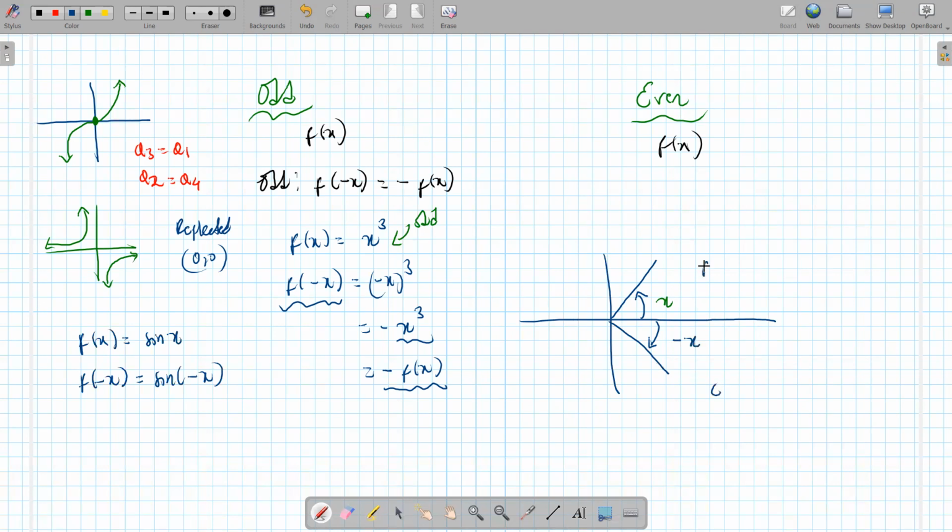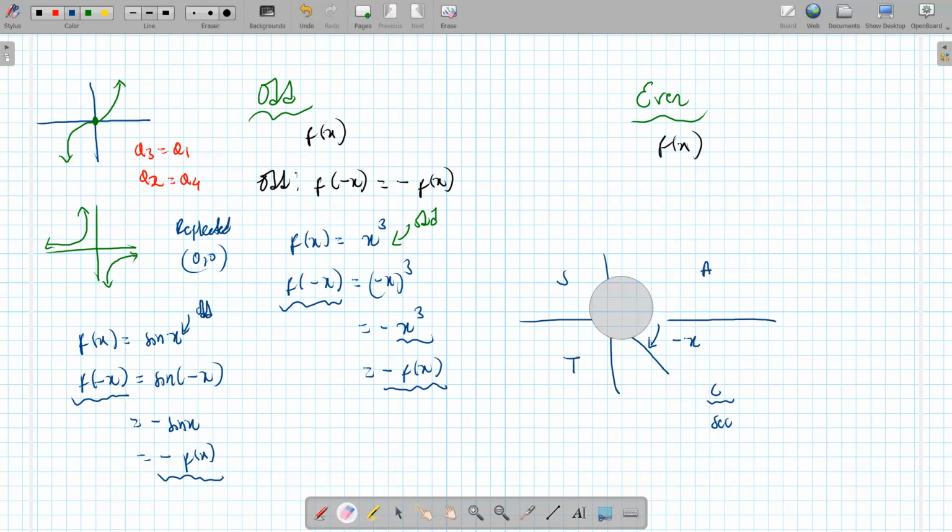Now, if you use the CAST rule in quadrant 4, is sine positive or negative? C is cosine, that means only cosine is positive, or its reciprocal secant. Sine will be negative in quadrant 4. So f of negative x is negative sine of x. And now you can write sine of x as the original f of x. Therefore, f of negative x is the exact same thing as negative f of x, and that is our condition for an odd function. Therefore, this function is odd as well. Cool?